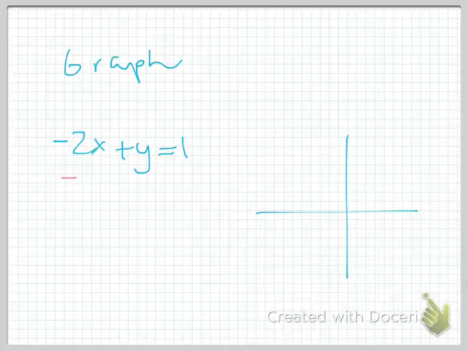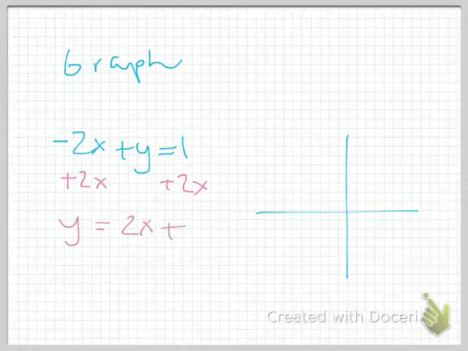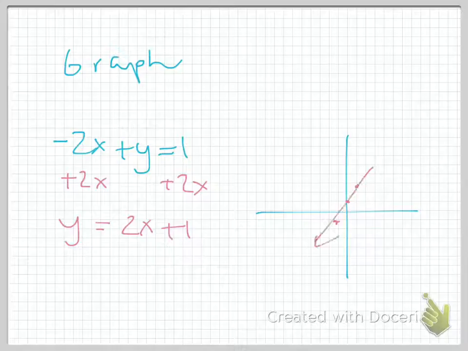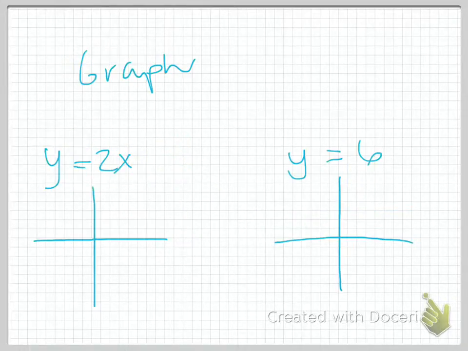If I'm graphing this, we need y equals mx plus b, so let's move that x over. So y equals 2x plus 1, so we have to start at 1, and we go up 2 to the right 1 because they're both positive, or down 2 to the left 1. Okay, y equals 2x, we still need a y-intercept, so plus 0. We're going to start at 0, 0. We're going to go up 2 to the right 1, or down 2 to the left 1, and connect those dots.